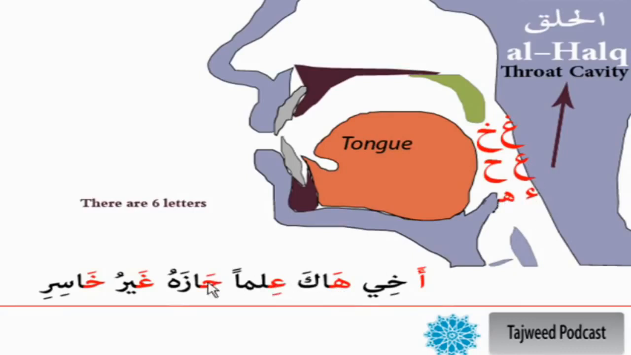Ayn, ha, ghain, kha. So these are the letters of makhraj al-halq, the throat.